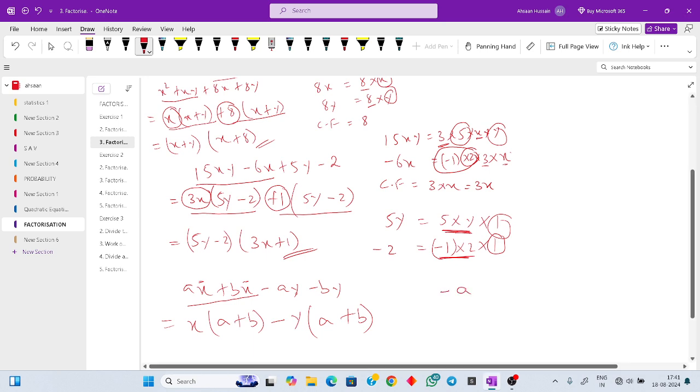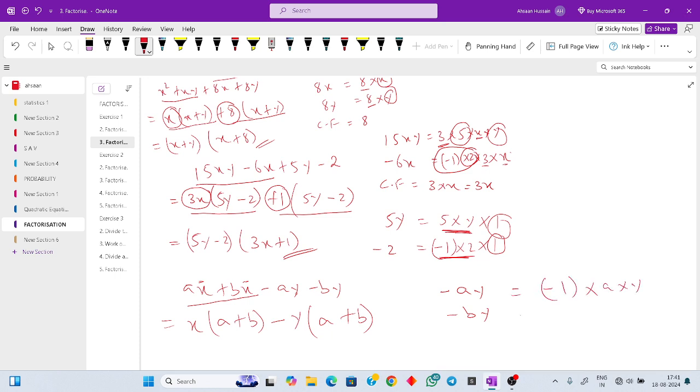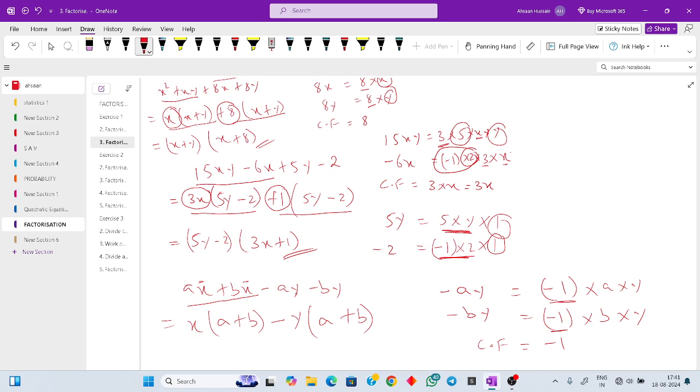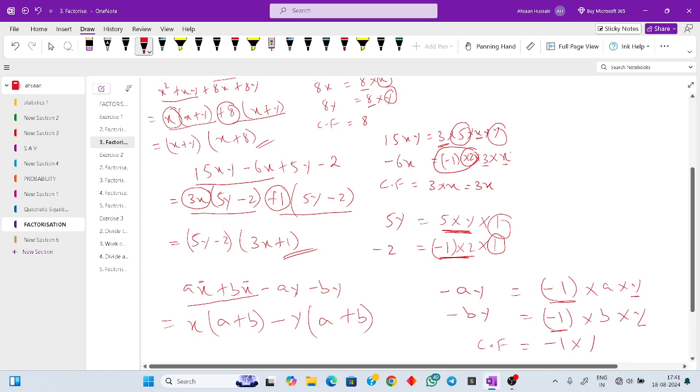So you see, minus ay minus by means minus 1 multiplied a multiplied y, and minus by means minus 1 multiplied b multiplied y. So the common factor will be minus 1, because minus 1 is present in both the terms, and also y is common, multiplied y. So minus 1 multiplied y is minus y. You can write minus 1y also. It means the same thing.